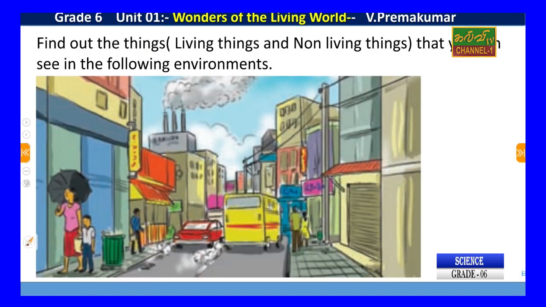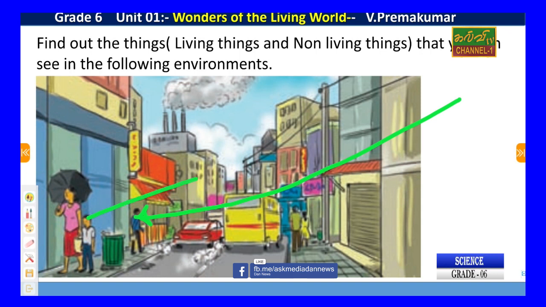This is in your textbook. You can find out the living things and non-living things that you can see in the following environment. This is the first environment they have given. You have to find out living things and non-living things. For example, here I will mention the living things with a green arrow mark.